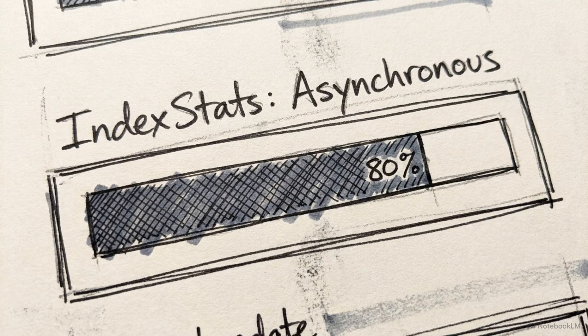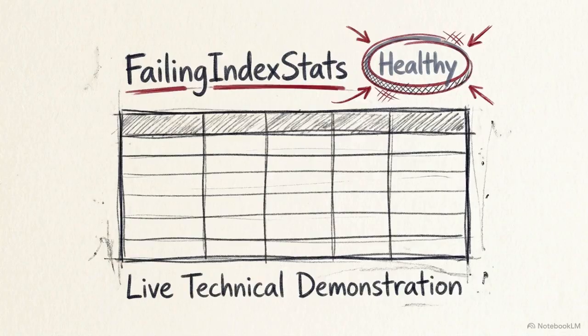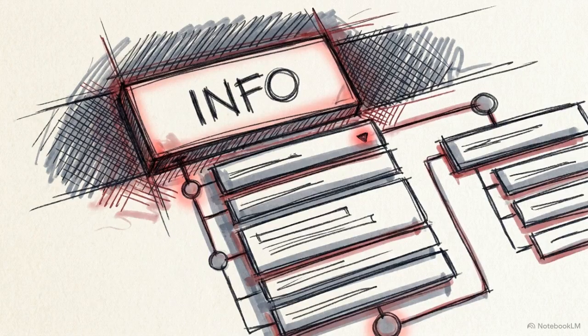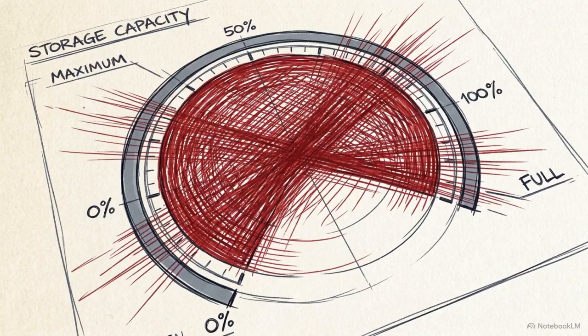Next, navigate to the JMX console. Here, you can check index stats to monitor the progress of asynchronous indexing and review failing index stats to catch any corrupted data blocks. For deep analysis, you can enable debug logging on the org.apache.jackrabbit.oak packages. Revert the logs back to info level immediately after testing, or the sheer volume of log data will fill up your storage drives.